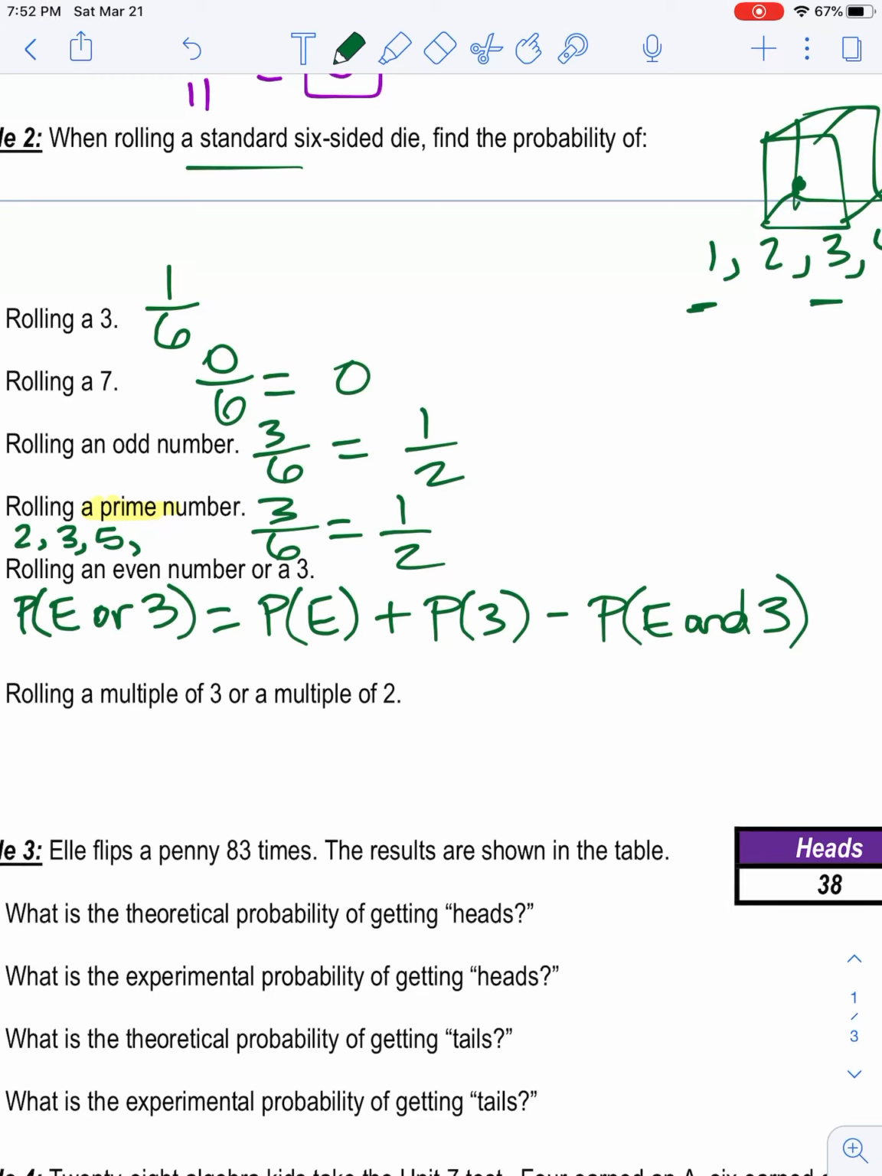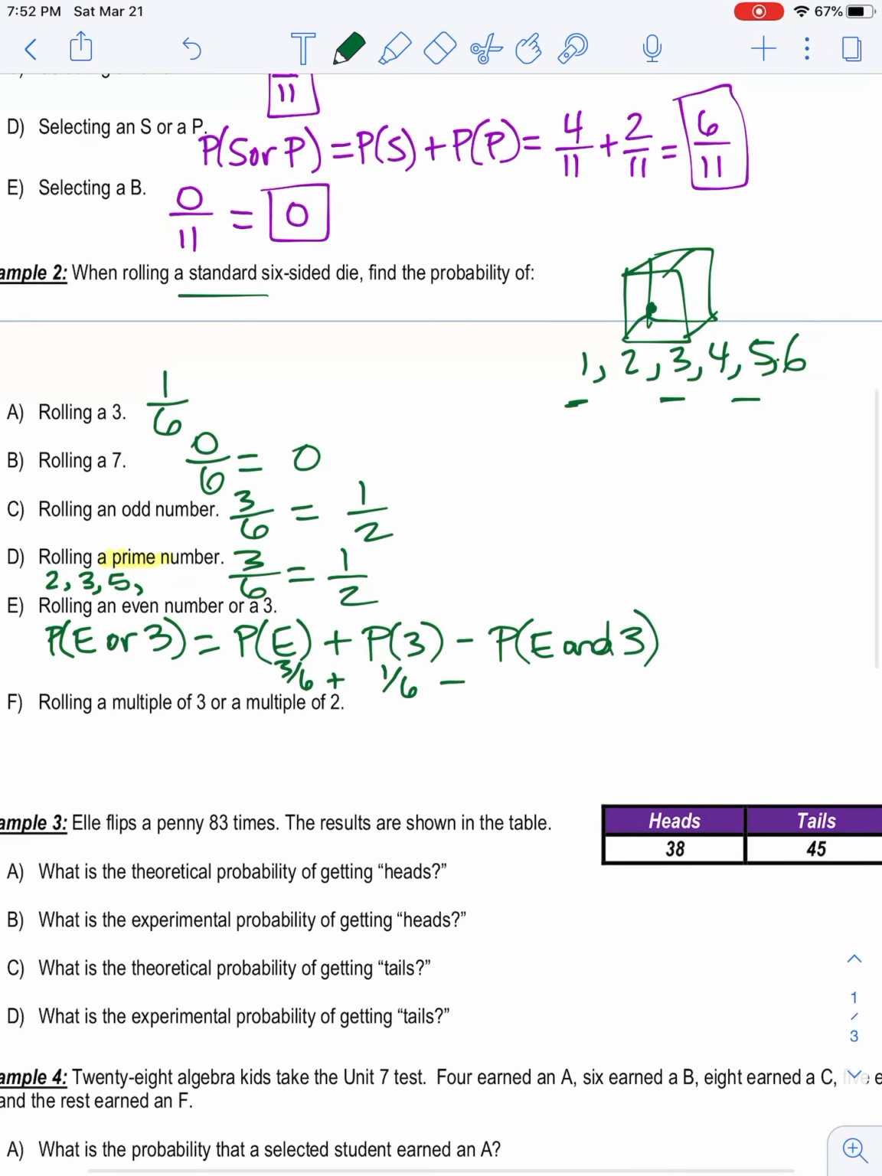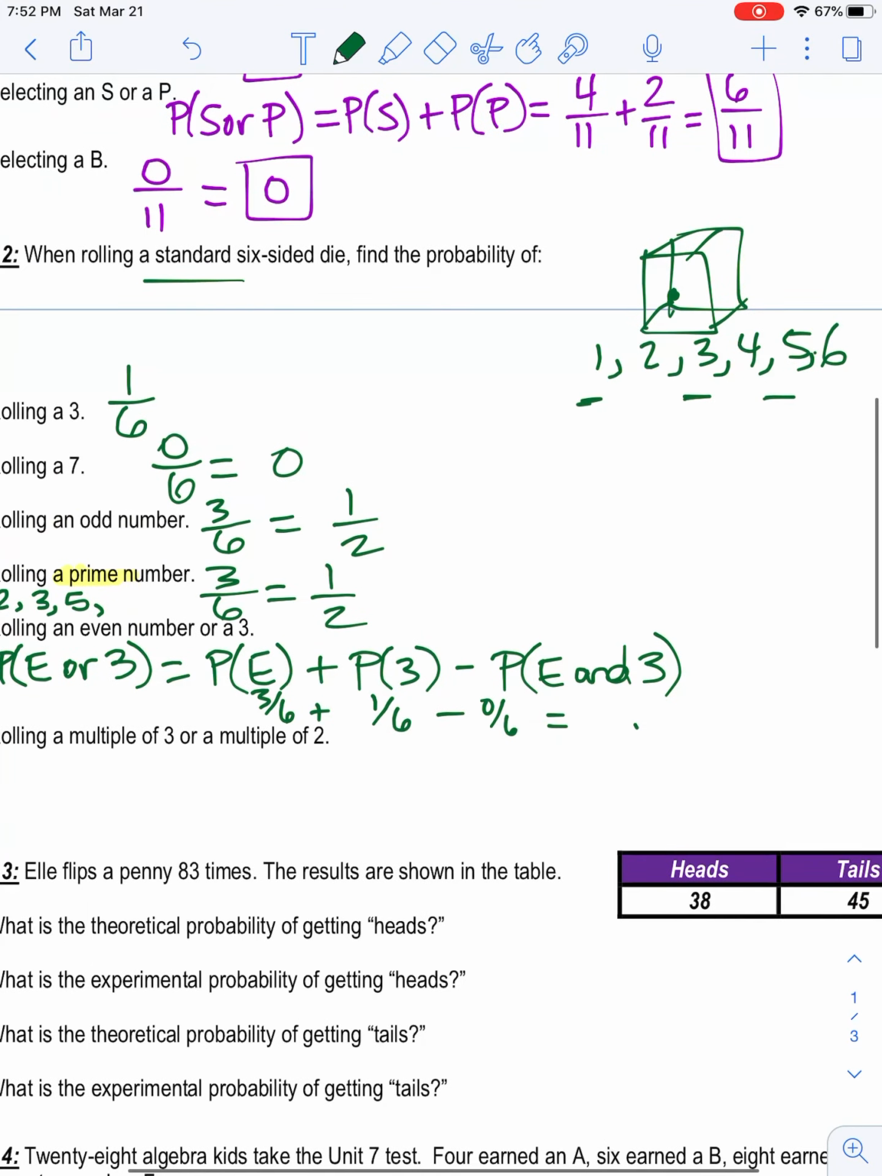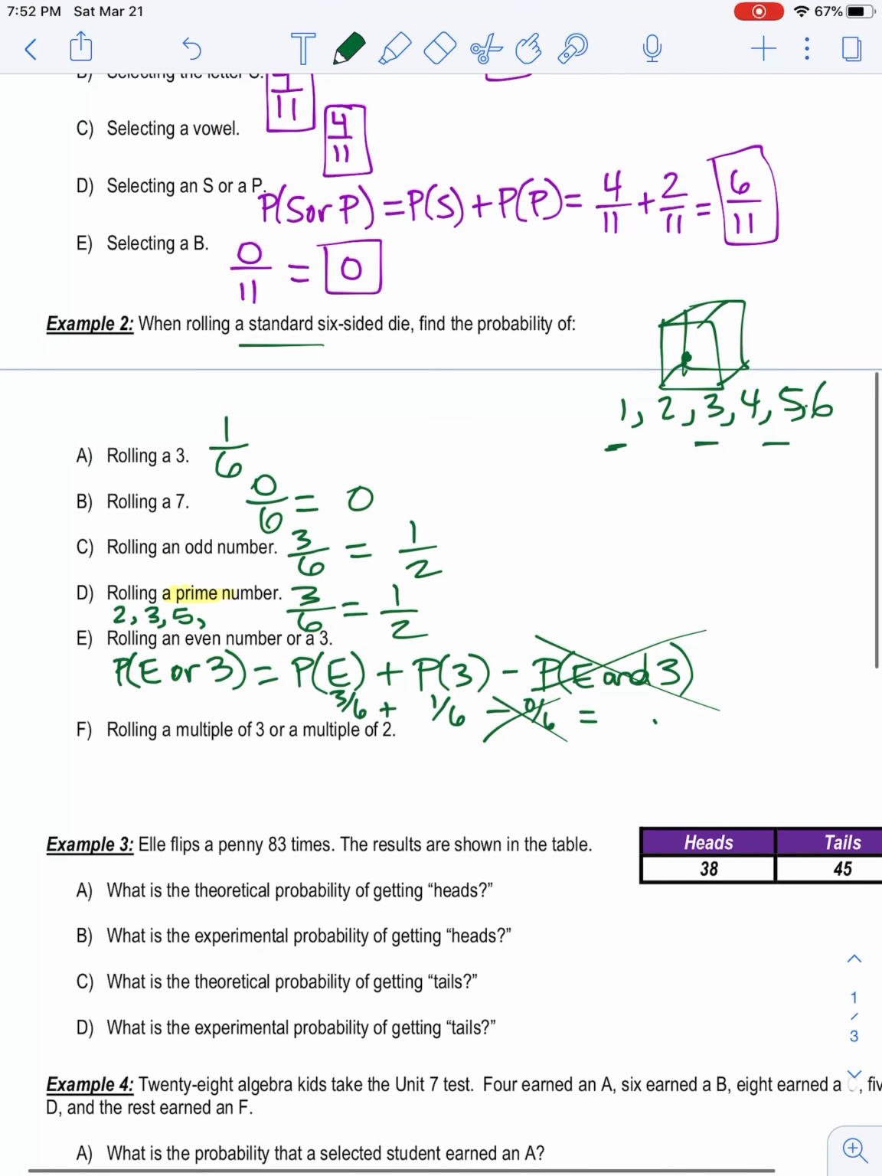So even is 2, 4, 6. There's 3 out of 6 outcomes there. The probability of a 3 is 1 out of 6 outcomes. And then how many of the outcomes are even and 3? None of them. There's no overlap there because 3 is not even. So I can just subtract 0 out of 6. Or I could forget that part completely again, because these events are disjoint or mutually exclusive. So 3/6 plus 1/6 is 4/6, which is equal to 2/3.